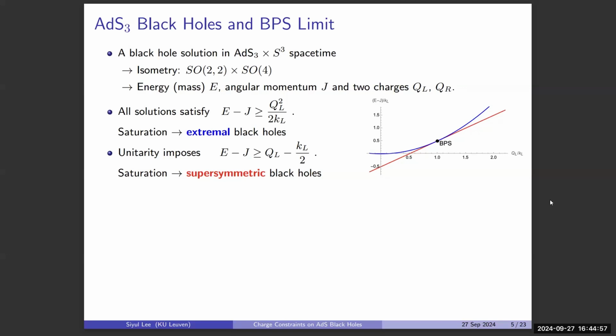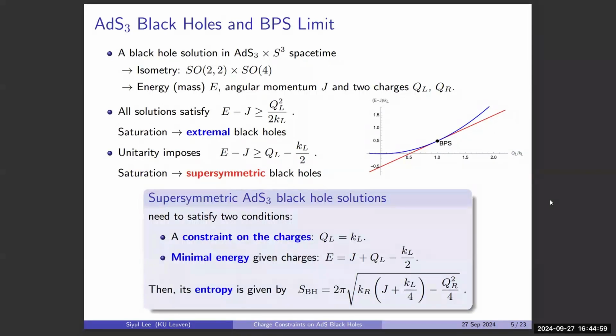So this tells you a simple fact about the supersymmetric AdS3 black holes. For AdS3 black holes to be supersymmetric, there has to be a constraint on the charges, not just any QL, but QL has to be at exactly this point where QL is equal to KL. And then the energy, which is the vertical axis, has to be minimal given charges. It has to live on the blue or red line. That doesn't matter because that's the same at the BPS point. And provided that these two conditions are met, the entropy of the AdS3 black holes is given by this simple formula in terms of its charges.